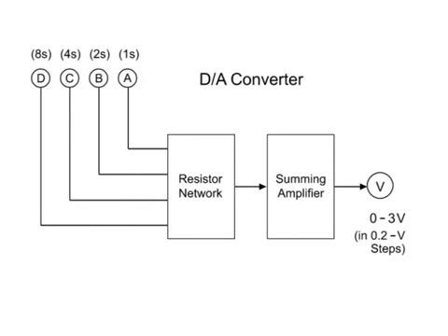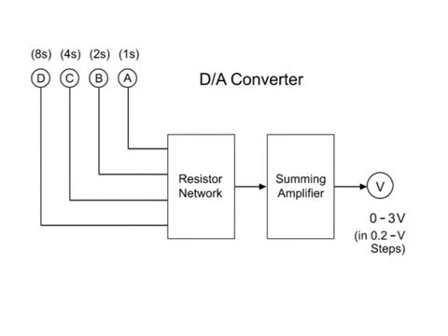This block diagram shows a digital to analog converter with 4 digital inputs that pass through a resistor network. A summing amplifier alters the voltage output that can vary from 0 to 3 volts at increments of 0.2 volts.